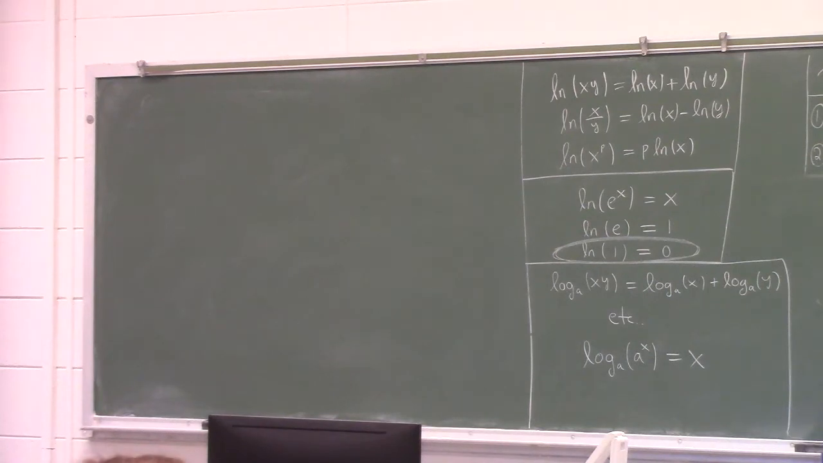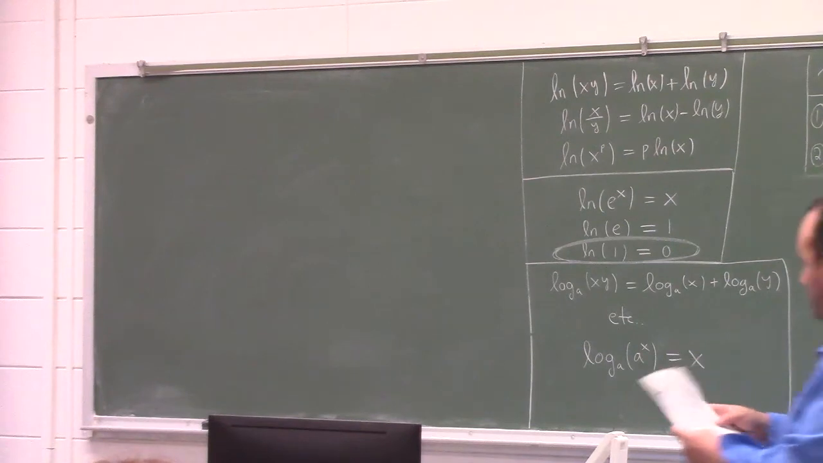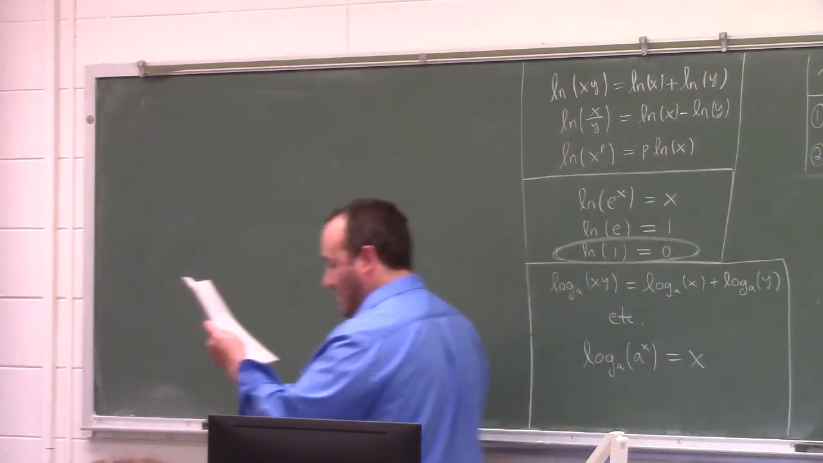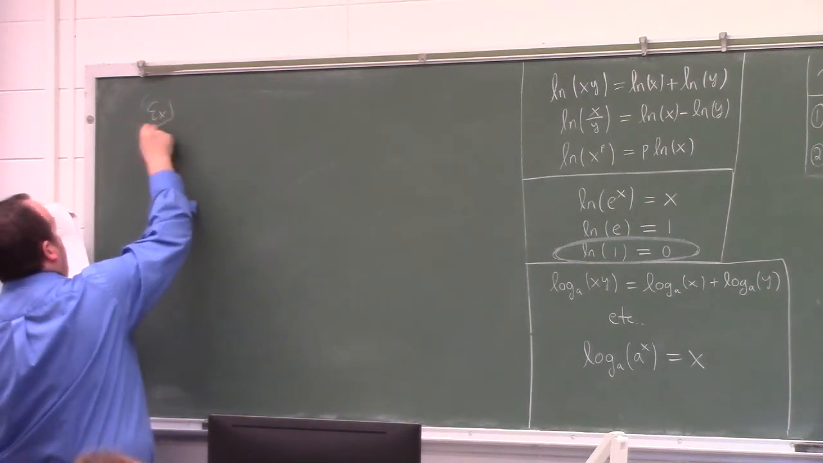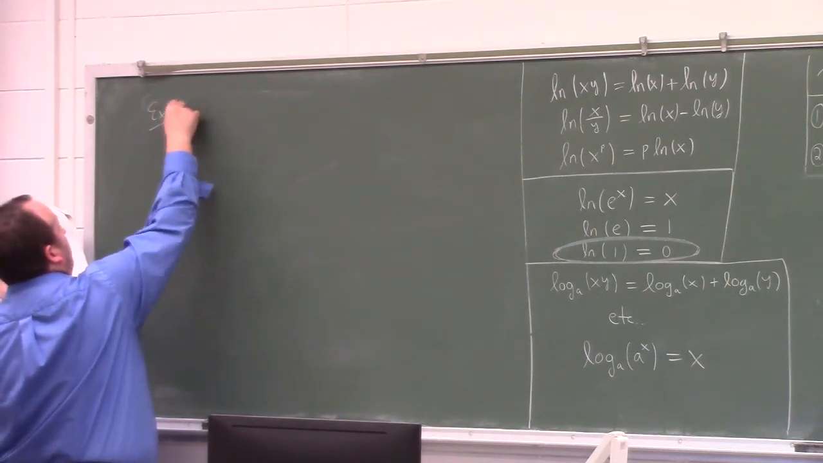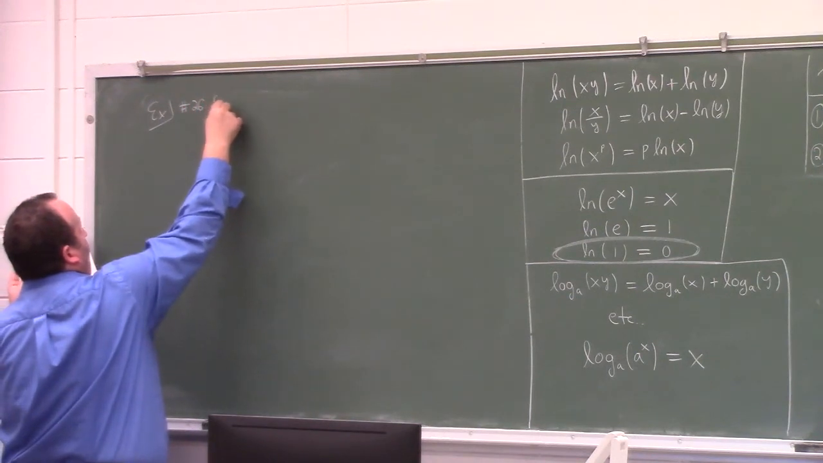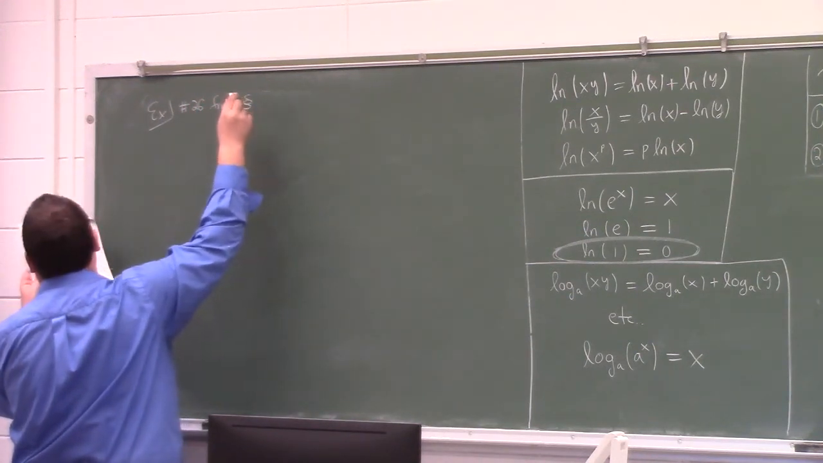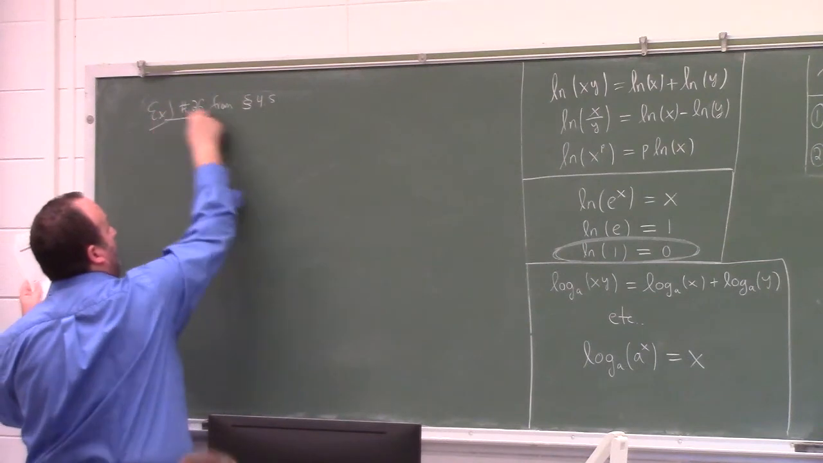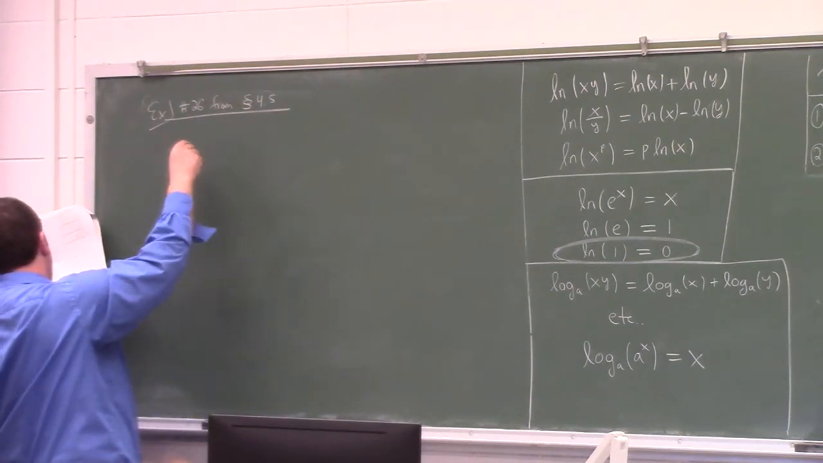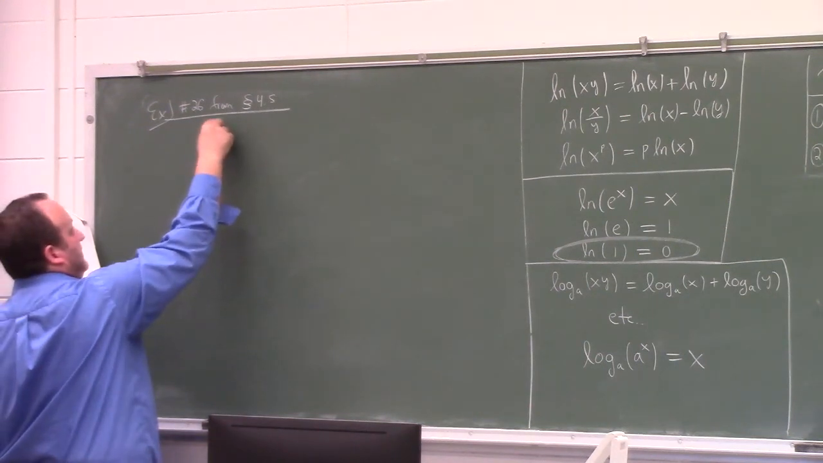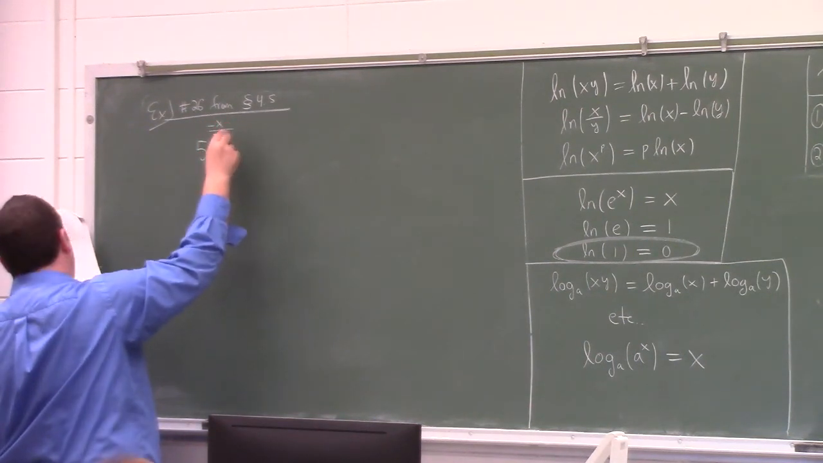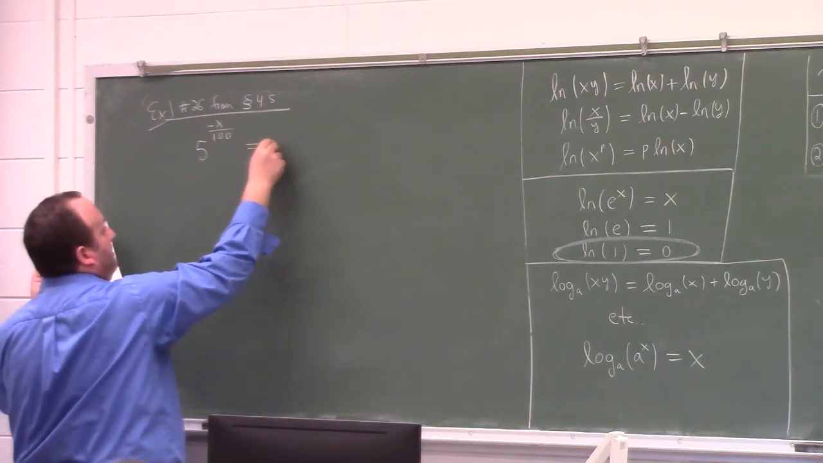Let's see if this textbook's got anything nice to chew on here. This one's kind of nice. This is number 26 from section 4.5. All right, so here we're asked to solve 5 to the minus x over 100 equal to 2.